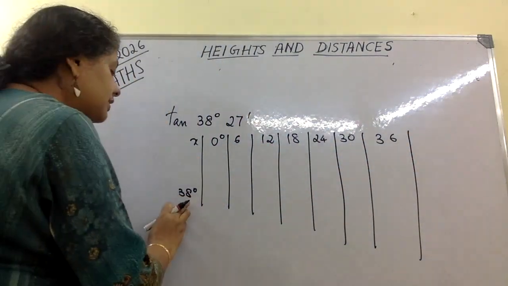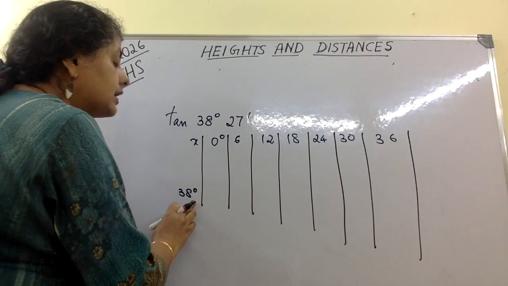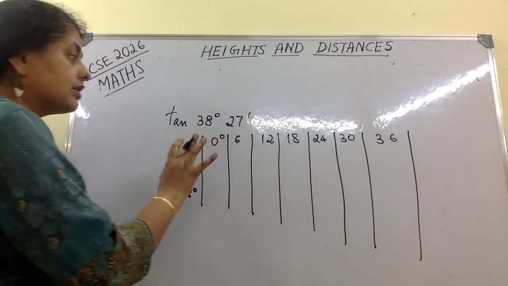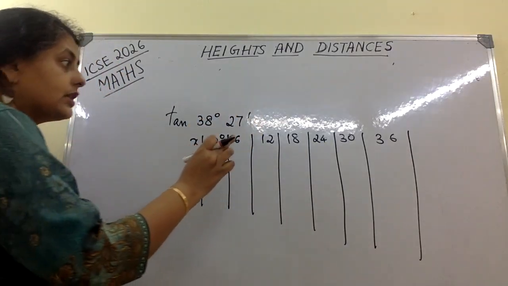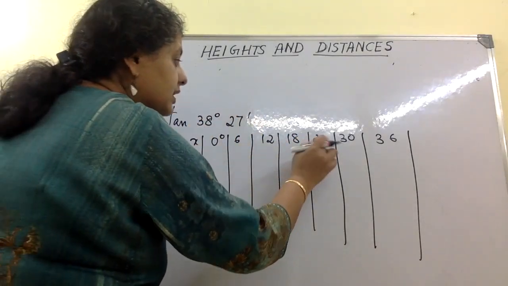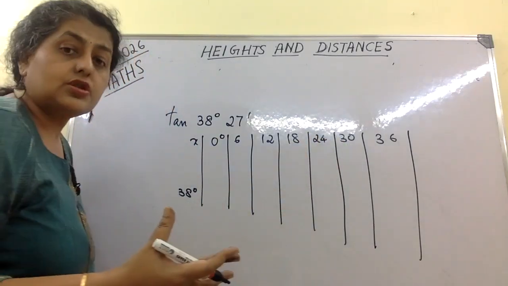Now what you will do here is 36, 38 degrees. 38 degrees is not there, and we also have 27 minutes. Now what to do? 24 is there but 27 is not there.